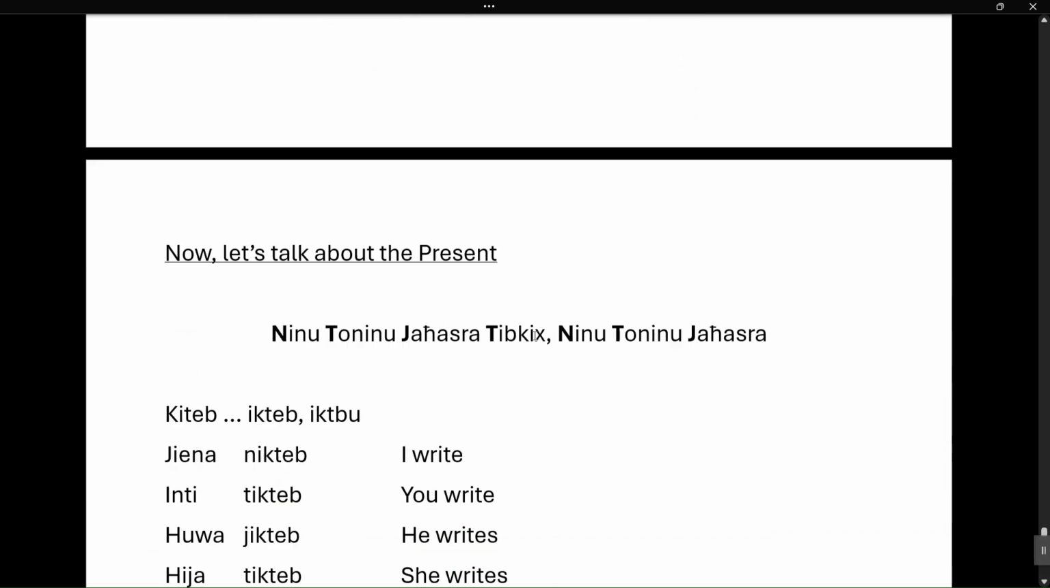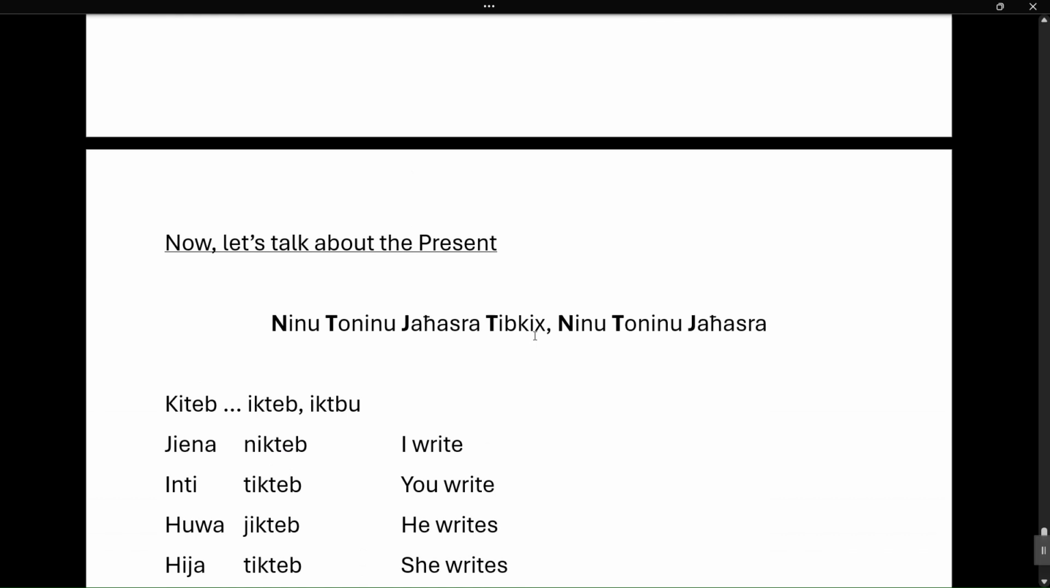So, now, let's talk about the present. Ninu Toninu Jaħasra Tibkix. Ninu Toninu, these are names. It's the same person, same name. You poor thing, don't cry. Ninu Toninu, you poor thing. This is a mnemonic for Maltese kids learning the language. Na, ta, ya, ta. Singular. This comma separates the two. Na, ta, ya, plural.